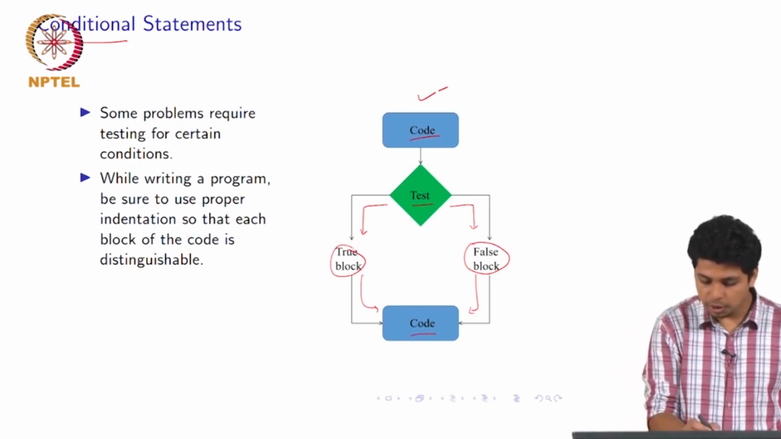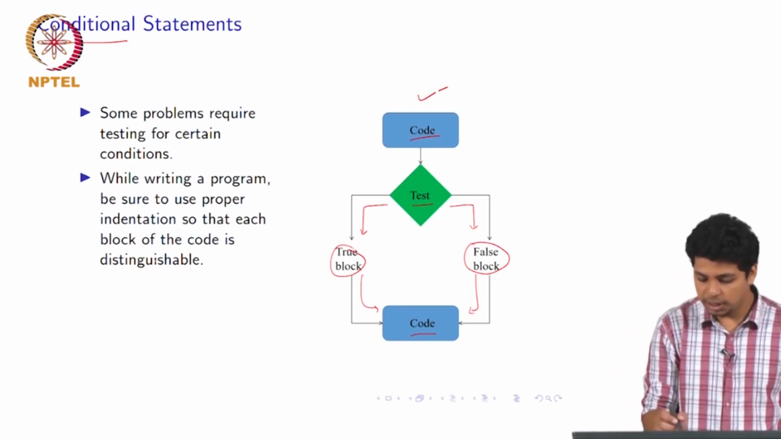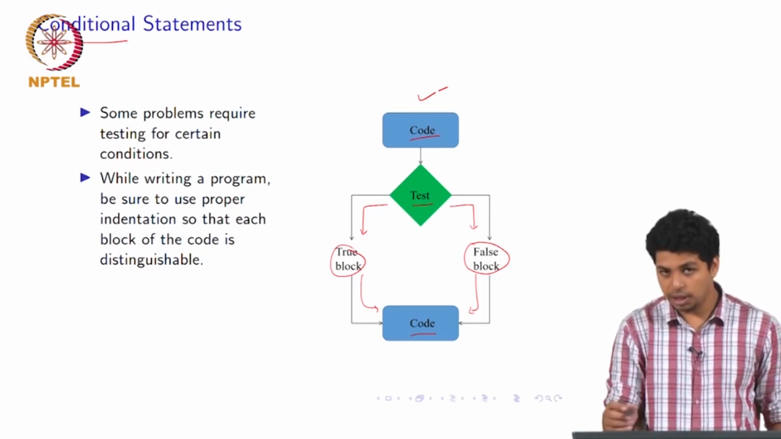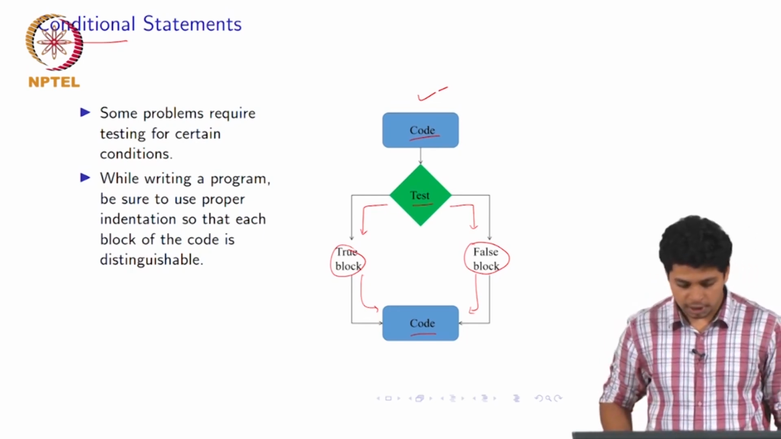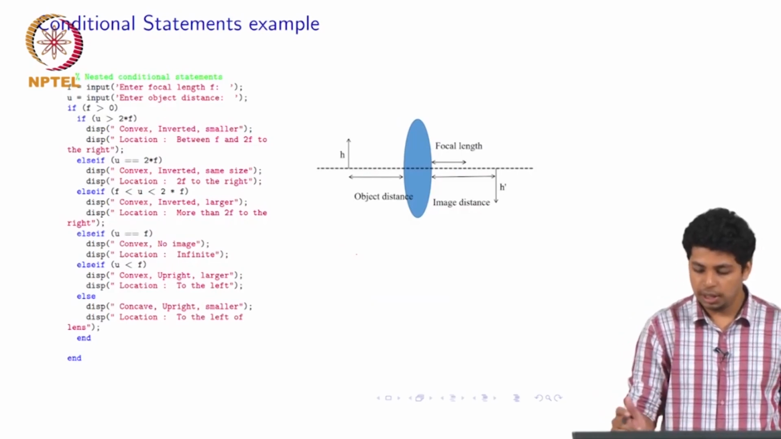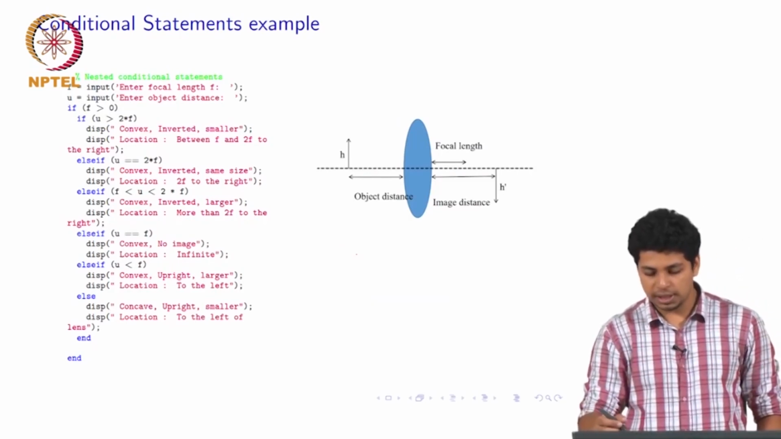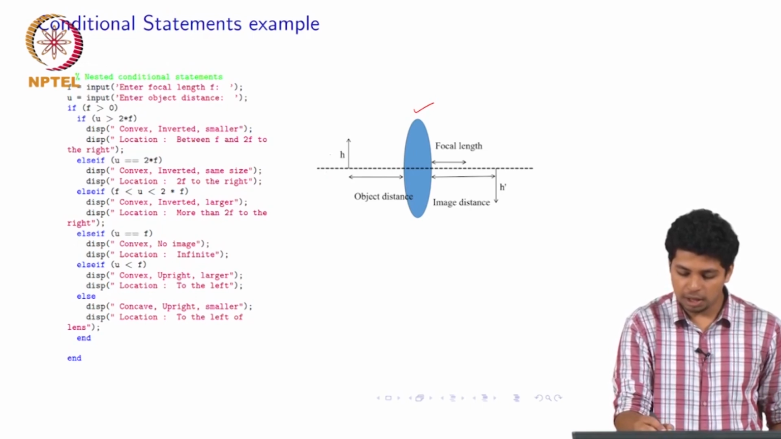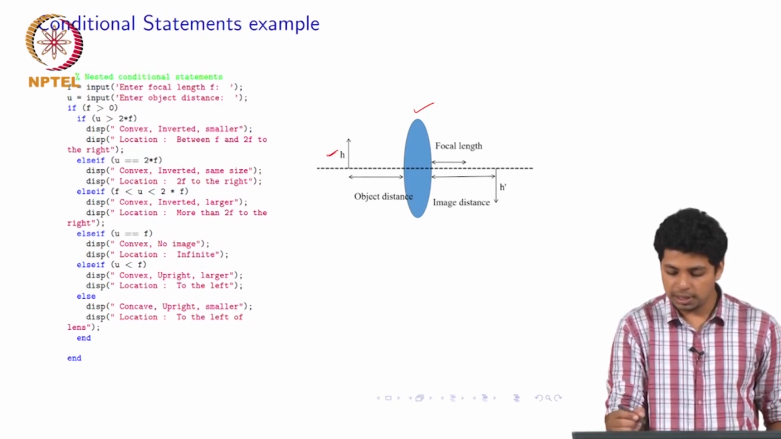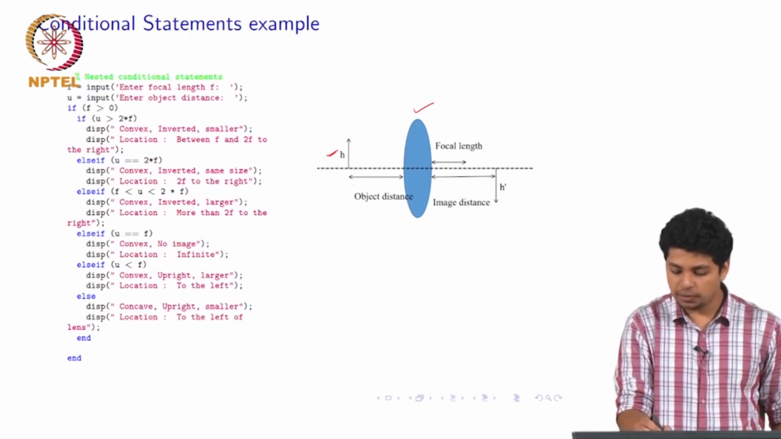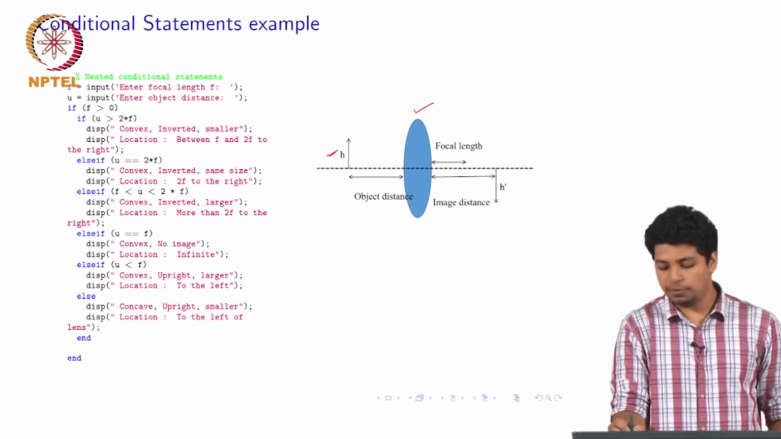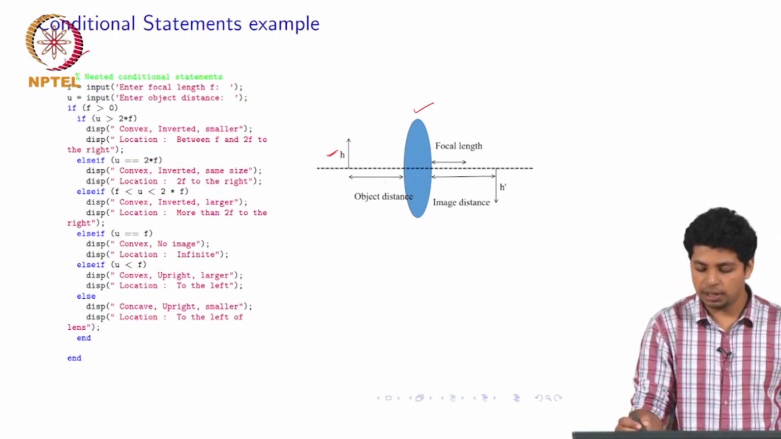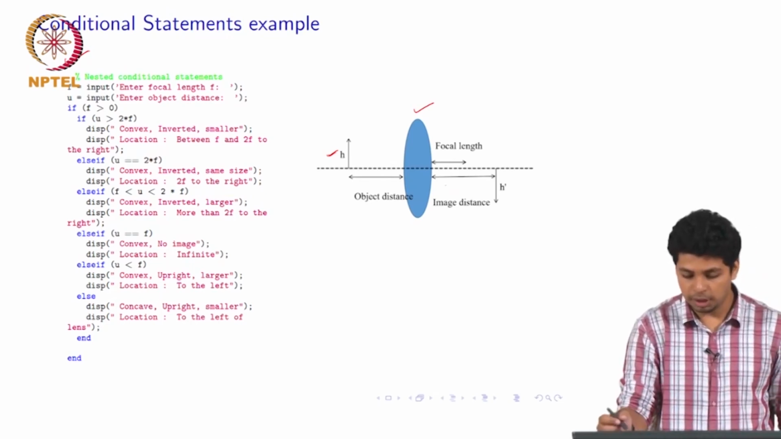And we use proper indentation like I mentioned previously, so that each block of the code within the conditional statements is distinguishable from the rest of the code. So that's why indentation is important here. I'll just give you a brief example of how it is done. We all know from school physics that if we have a lens and we have placed an object somewhere in front of the lens, then depending on the distance of the object from a thin lens, we know where the image will be formed. So this entire code is basically just testing for different conditions and giving the proper output.